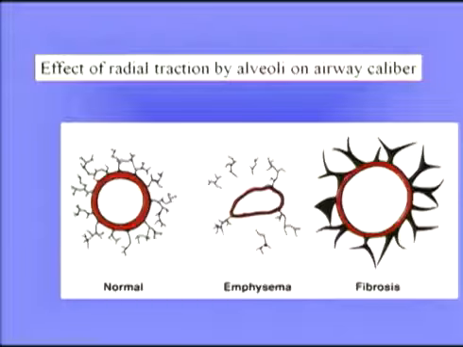And the reason for that is shown here. It has to do with the fact that the caliber of the airways is in part determined by the radial traction of the lung parenchyma. And the normal lung is shown here.